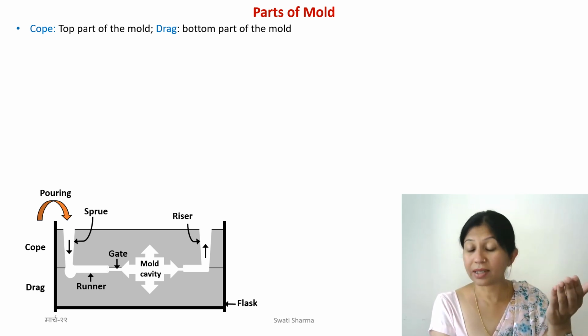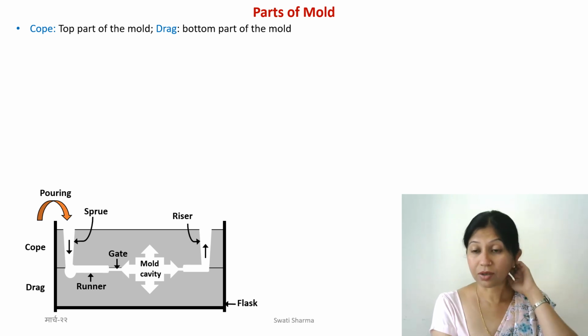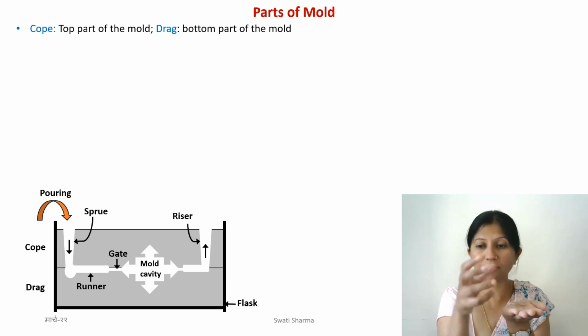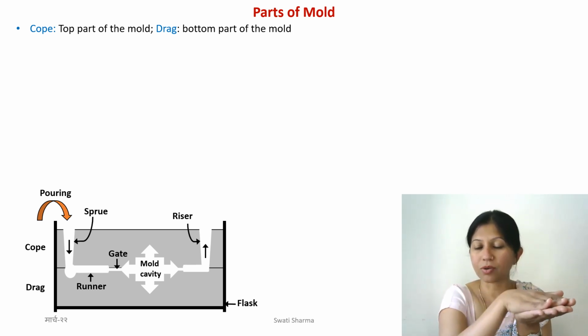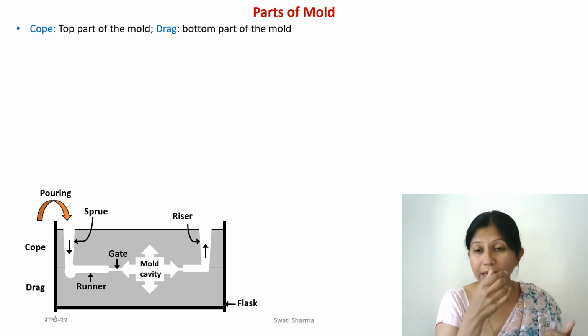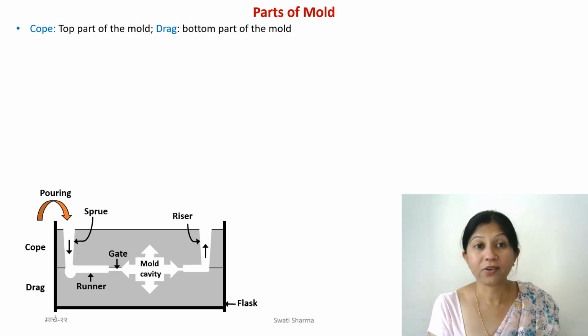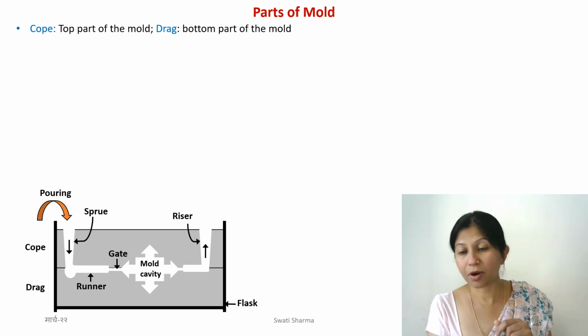So I told you that the mold is made in two parts, right? And these are the two parts. You will have half of the pattern here, half of the pattern here, and you should be able to close and open it. Now, these two parts are called cope and drag. Cope is the top part, drag is the bottom part.